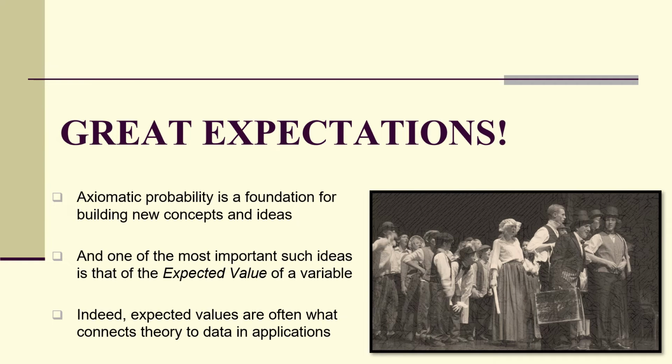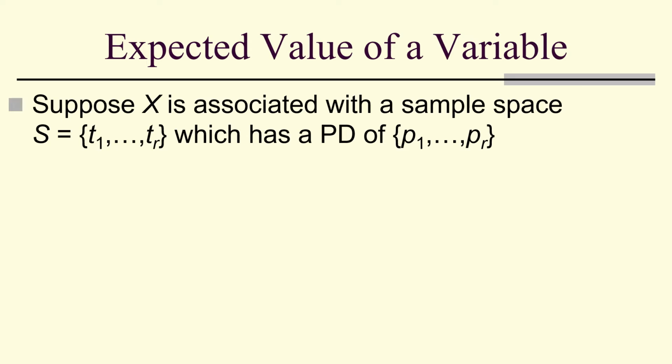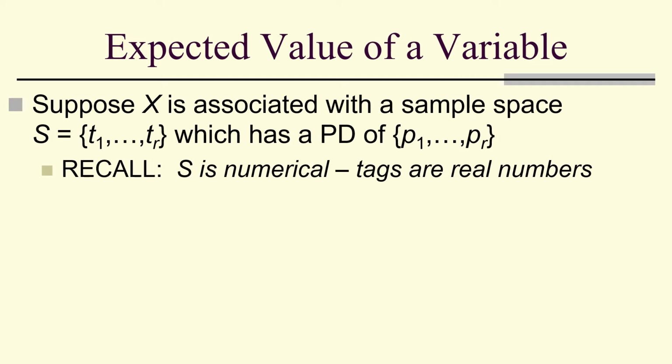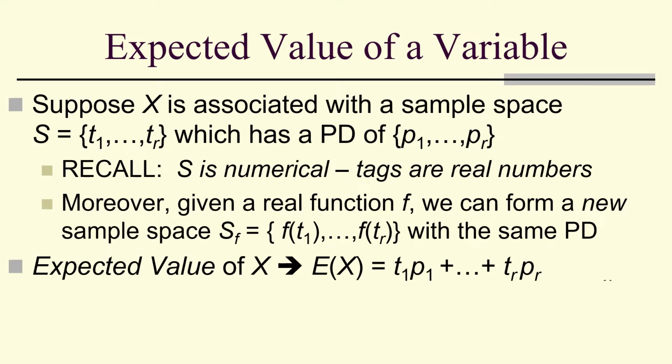So next up, from axiomatic probability, we're going to look at expected value. So the expected value of a variable, remember a variable is associated with a sample space that has a probability distribution, and that S is numerical. These tags are real numbers. And given a real function f, we can form a new sample space, SF, which is f applied to those tags. And we have therefore the same probability distribution.